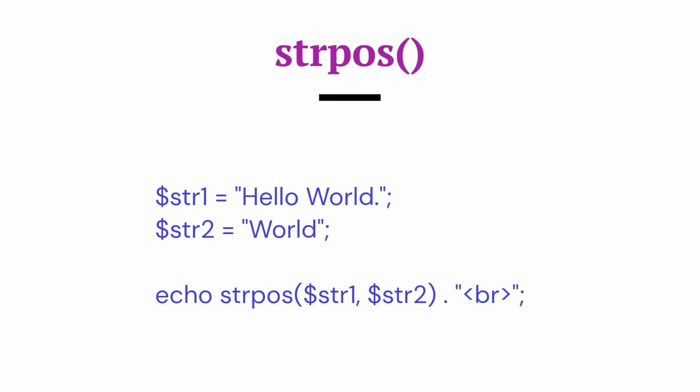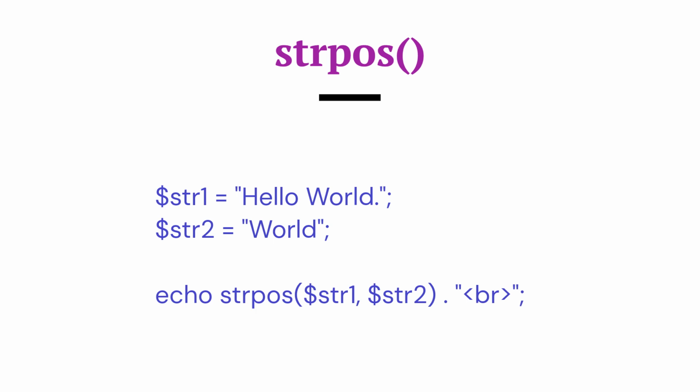Strpos function searches for the position of the first appearance of a string in another string. If the searched string is available, then the starting position index is returned. If the searched string is not available, then a Boolean value false is returned. This is a case-sensitive function.